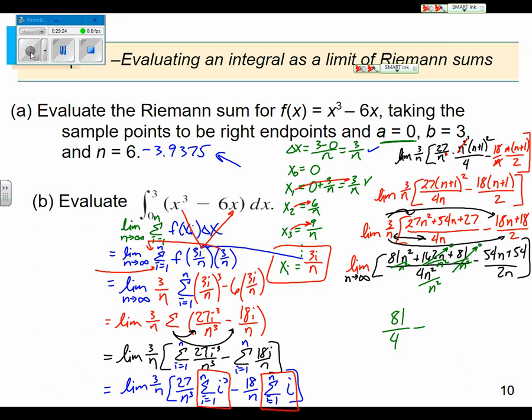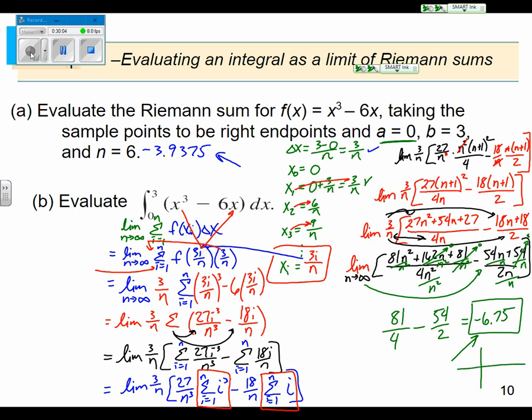Now, the limit of the difference is the difference of the limits. So I'm also taking the limit of this one, and I'm going to do the same thing. I'm going to divide by the highest power that is in my denominator. So 54 divided by something insanely large just goes to 0. 54 divided by a million is close to 0. 54 divided by a trillion is close to 0. And I'm left with 54 over 2. If I do this little thing in my calculator, we're just going to decimal it out. I get negative 6.75. That is the actual area underneath the curve x cubed minus 6x.